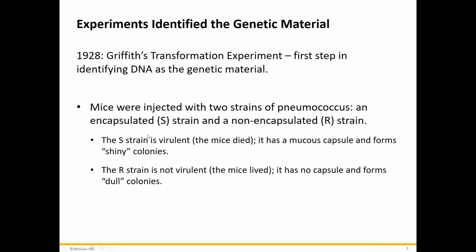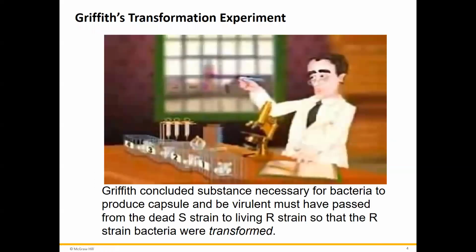different strains of pneumococcus. One he considered an S strain. It was encapsulated and it was virulent, which meant it was dangerous and could cause death. He called it the S strain because it produced shiny colonies when he allowed this bacteria to grow. Opposite of that was an R strain that did not have a capsule around the bacterial cell membrane. The R strain was basically harmless. It was not virulent.